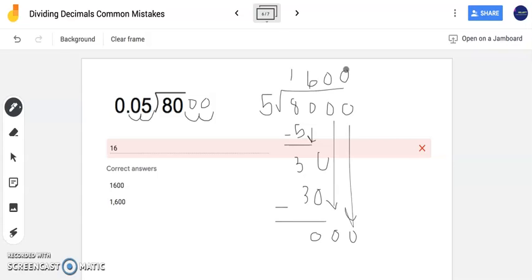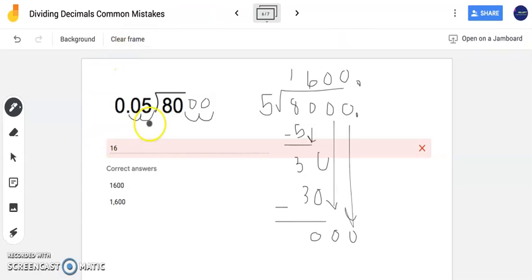I have no decimal in my dividend. Well, technically it's at the end of my number, so technically it's over here, but we don't need to include that in my final answer, and my answer simply is 1,600. If you got 16, you're on the right track. You're so close. So please don't give up. Keep going with the steps.